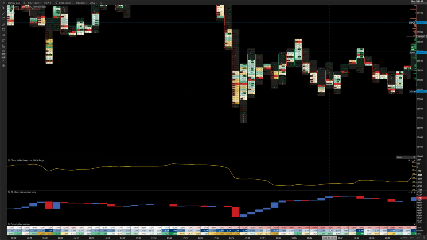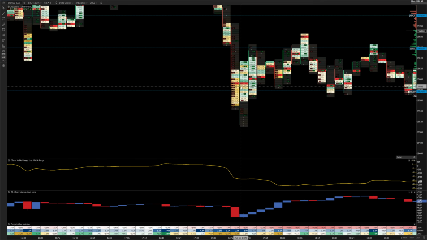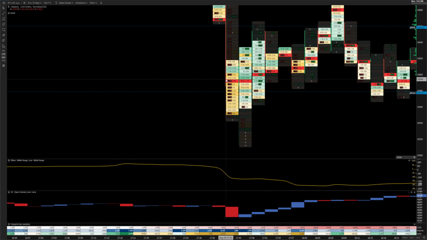Ignore the top line for now if you're new to this. The two here are simply your volume, which is the amount of market buys and sells combined coming into this candle. So if you add up all of these figures here, it's going to give you 23 million.